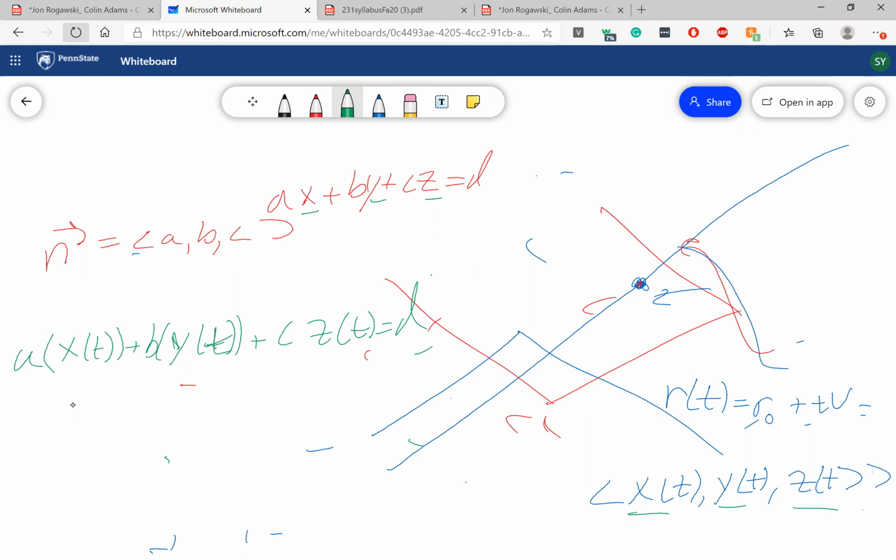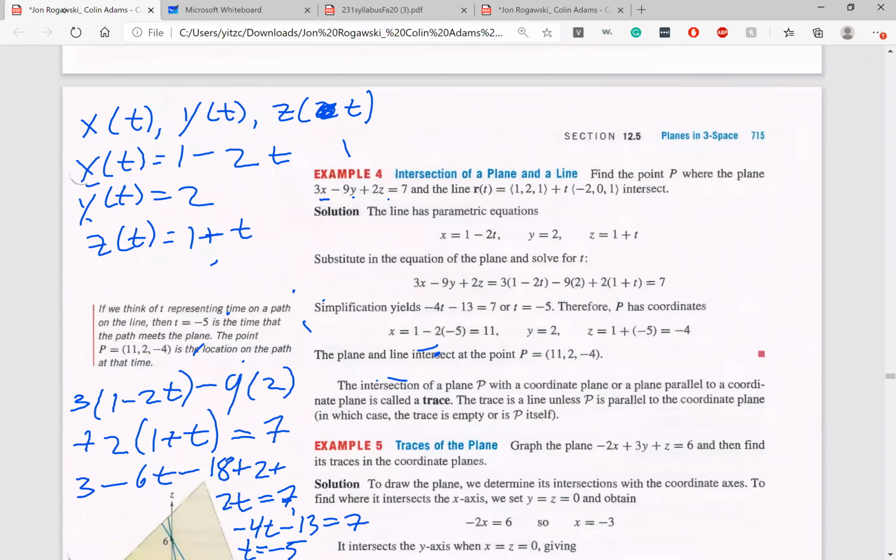And when we solve it, we get t is equal to some number. In our case, we got t is equal to -5. And that means that if you walk along this line, at t is equal to -5, that's when we hit the plane. So when we got t is equal to -5, that's the point where we hit the plane.